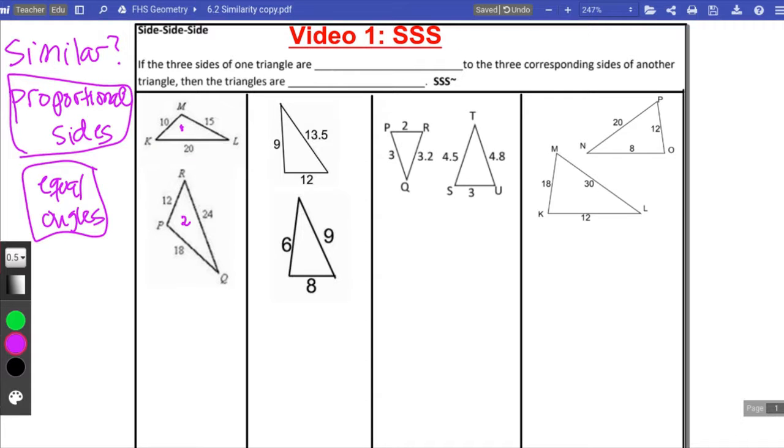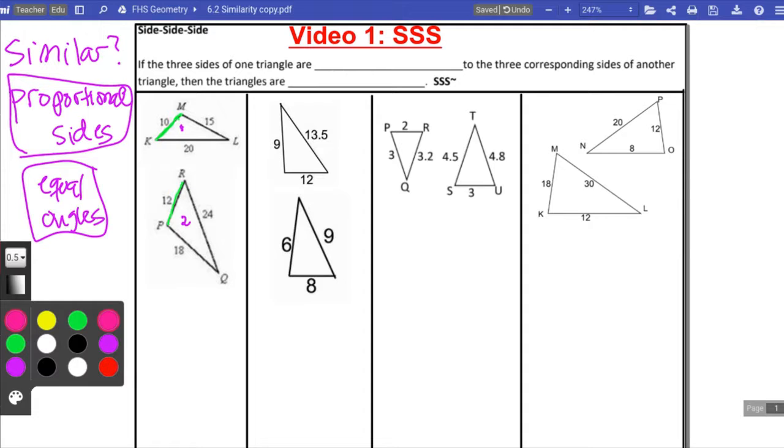So I'm going to set them up in ratio. The smallest side for the first triangle is not 15, it's not 20, it's this one. That will have to match with the smallest side from the second triangle, which is not 24, not 18, but 12. And then you move on to the next one. What's the medium one, in the middle? Well, the 15 will have to match with the 18. And then you have the last one.